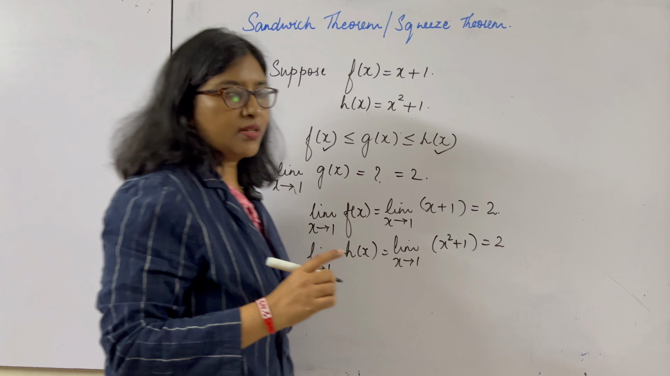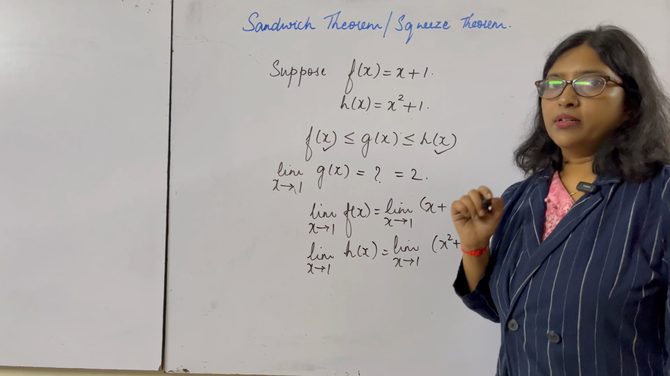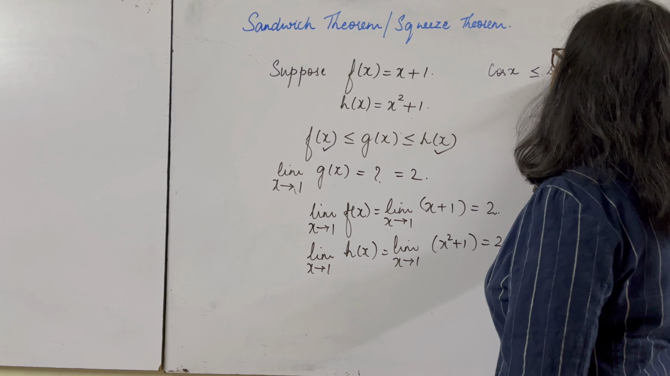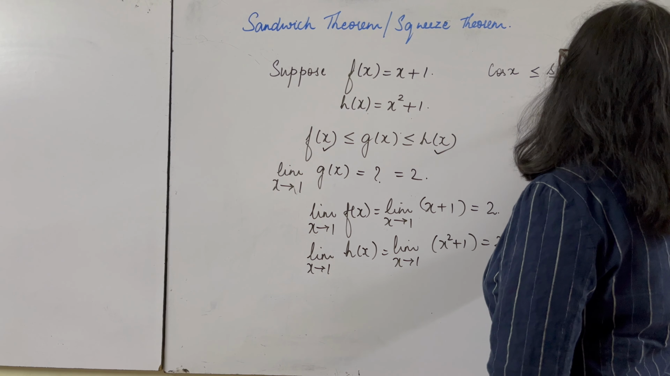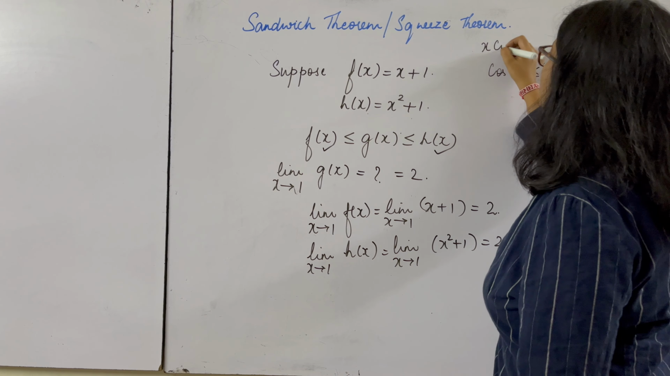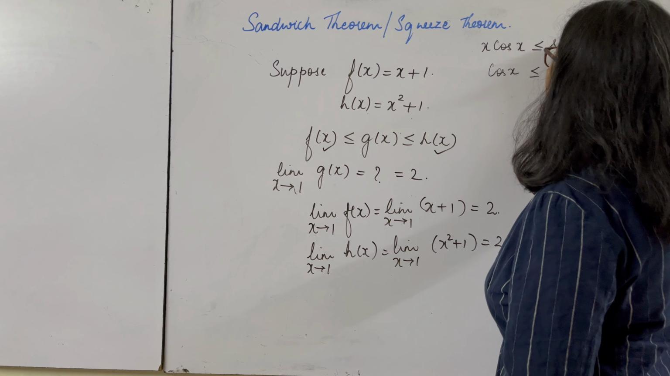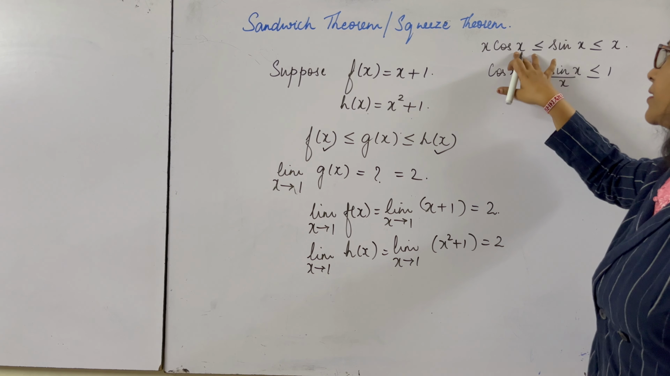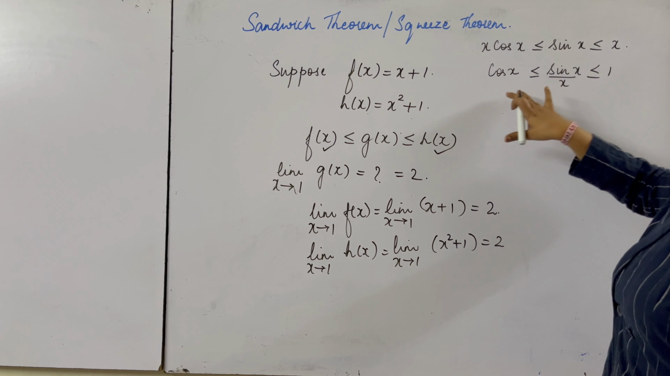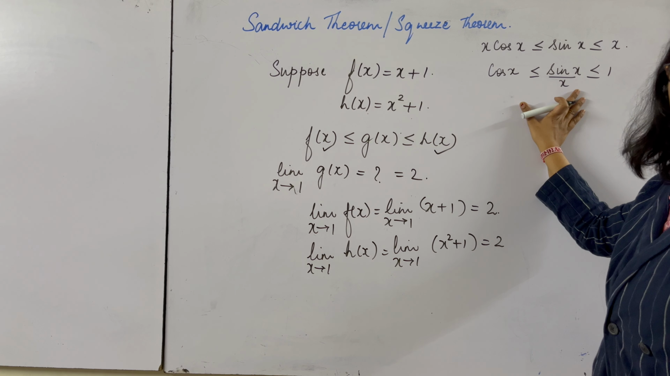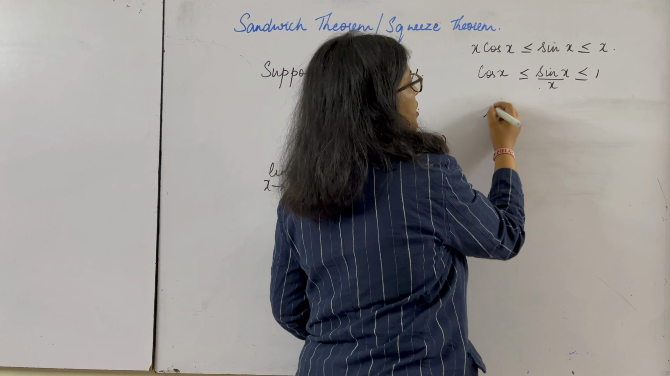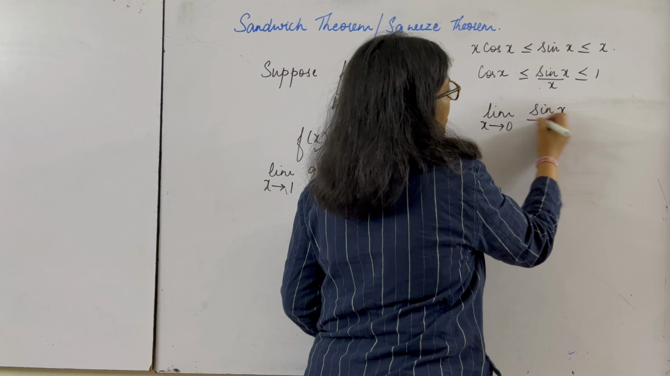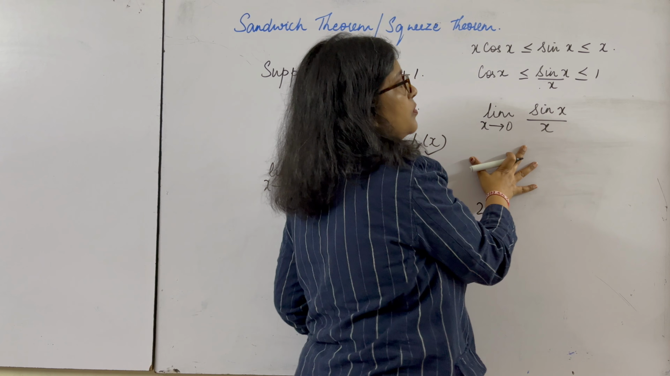This is an important result which is used to derive the value for sin x upon x. Now, in fact, we have an inequality which says that x cos x is less than or equal to sin x less than or equal to x. So, from here, on dividing each of these functions by x, we have cos x is less than or equal to sin x upon x. So, we need to find the limit of sin x upon x when x tends to 0.